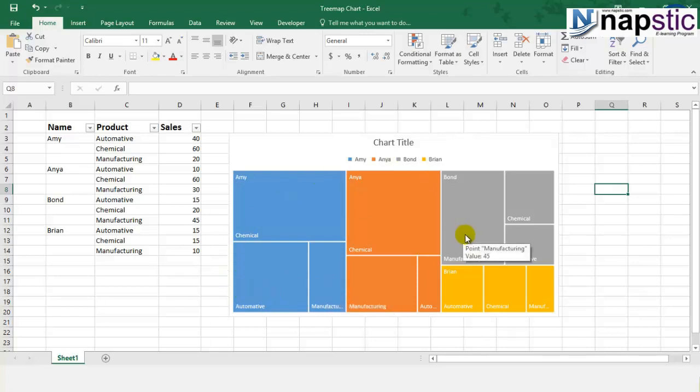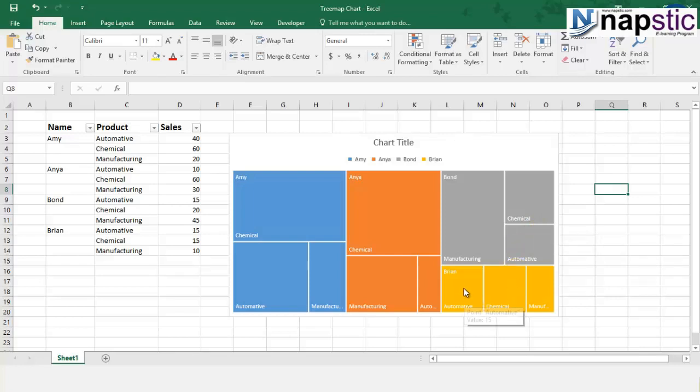Now let's see for Bond. How is the distribution? We can see that manufacturing is where he is contributing more. Chemicals is 20, and automotive is 15. Okay, I'm a bit confused now. If you look at Bond, the highest is manufacturing, which is 45. Automotive is 15, the third highest, and the second highest is chemicals. Hence this rectangle is a bit larger than the automotive one. So this is also a clear comparison.